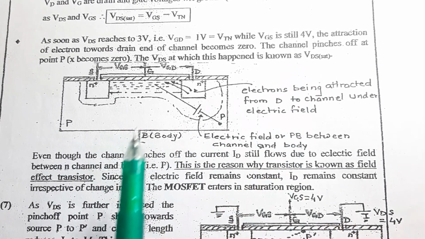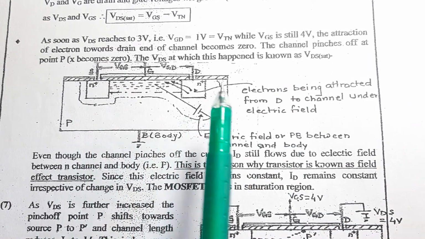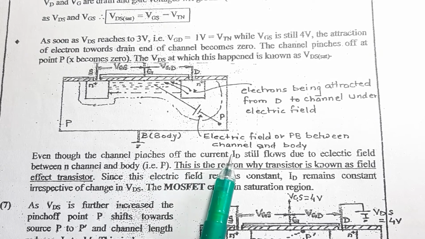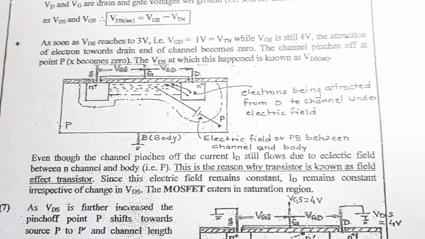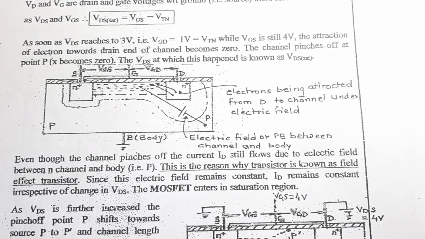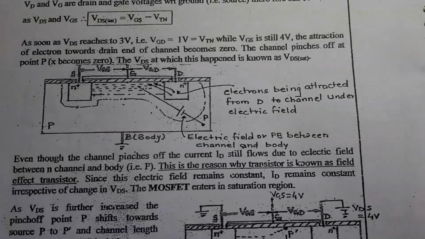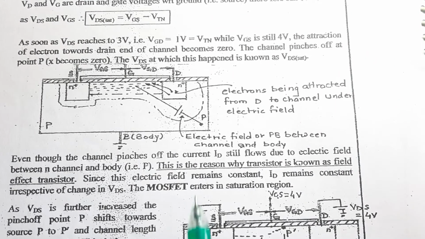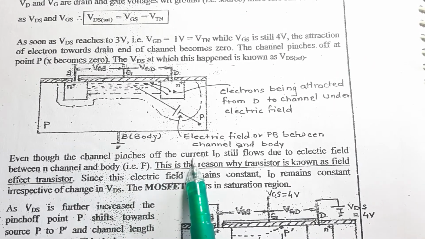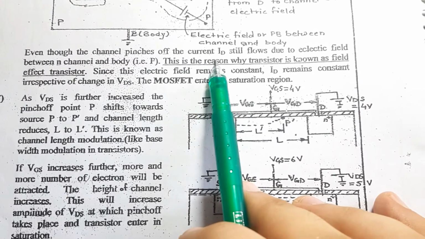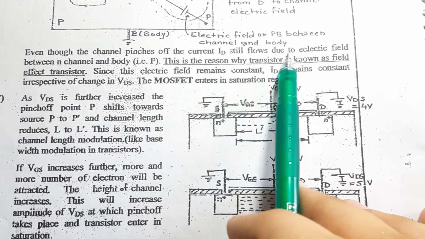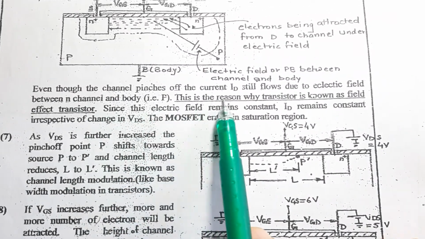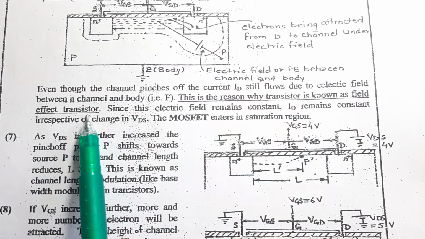Now if you look into the diagram, even though the channel pinches off, the current ID still flows due to the electric field between the N channel and the body P. Now this is the reason why the transistor is known as a field effect transistor.